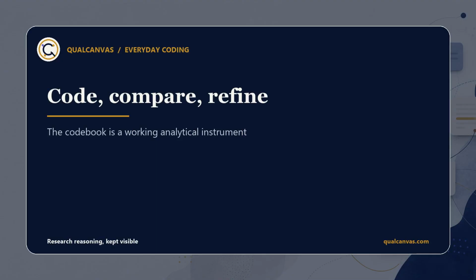Coding is iterative. Apply a code, compare examples, and refine the definition. QualCanvas keeps those decisions visible, but the interpretation remains yours.